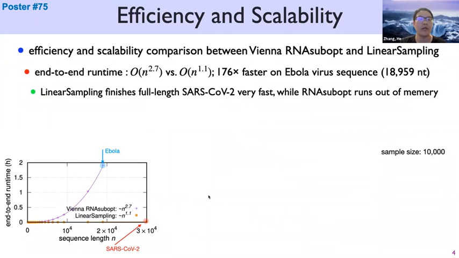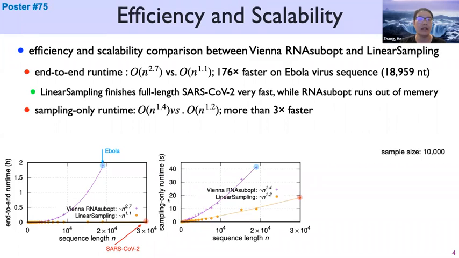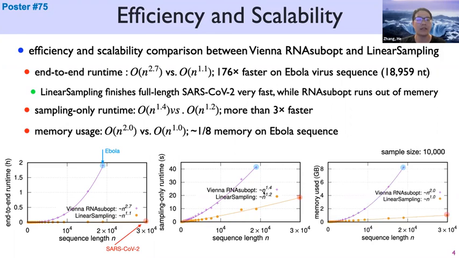In terms of end-to-end runtime, linear sampling runs in linear time and is orders of magnitude faster than RNA subopt. On Ebola virus sequence, which is about 19,000 nucleotides, linear sampling is 176 times faster. Also, for full length of SARS-CoV-2, linear sampling can finish very fast while RNA subopt runs out of memory. In terms of sampling only time, linear sampling is 3 times faster on Ebola. Memory-wise, linear sampling only takes 1 gigabyte on Ebola, while RNA subopt takes 8 gigabytes.